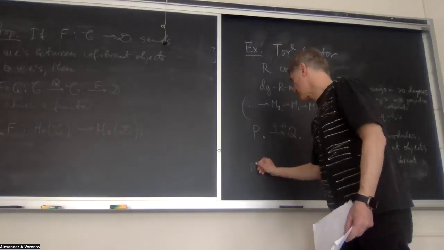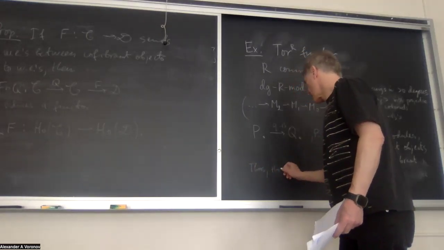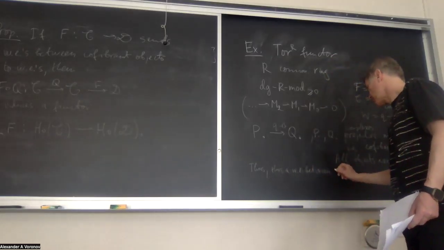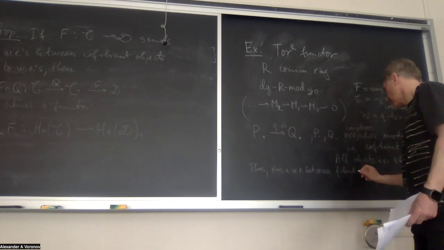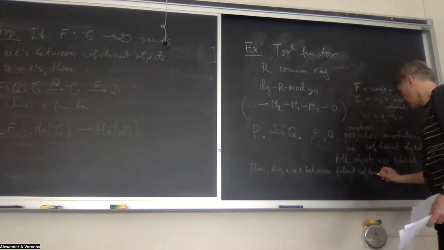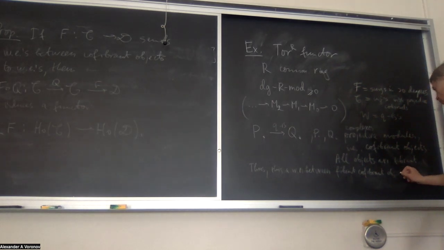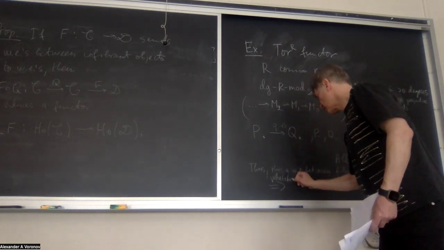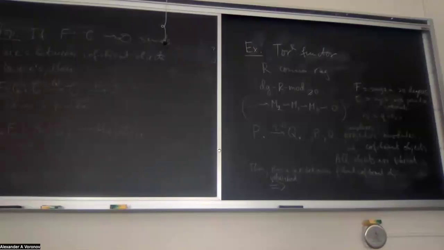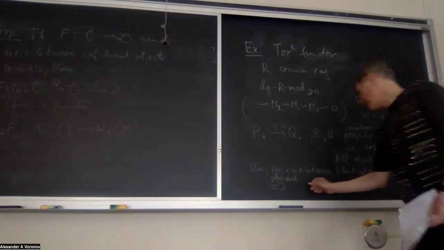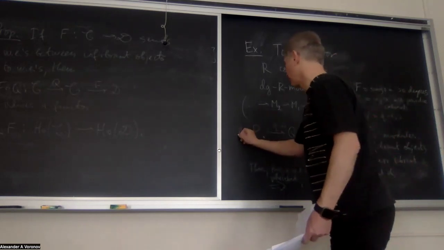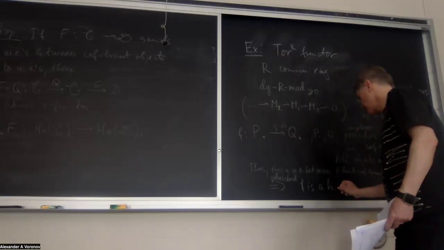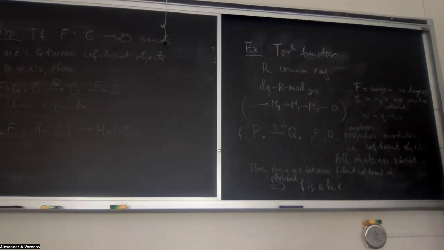This is a weak equivalence between cofibrant objects and fibrant objects, and therefore by the Whitehead theorem in model categories, a weak equivalence between fibrant and cofibrant objects is a homotopy equivalence. So let me call it F. F is a homotopy equivalence in the sense of model categories.